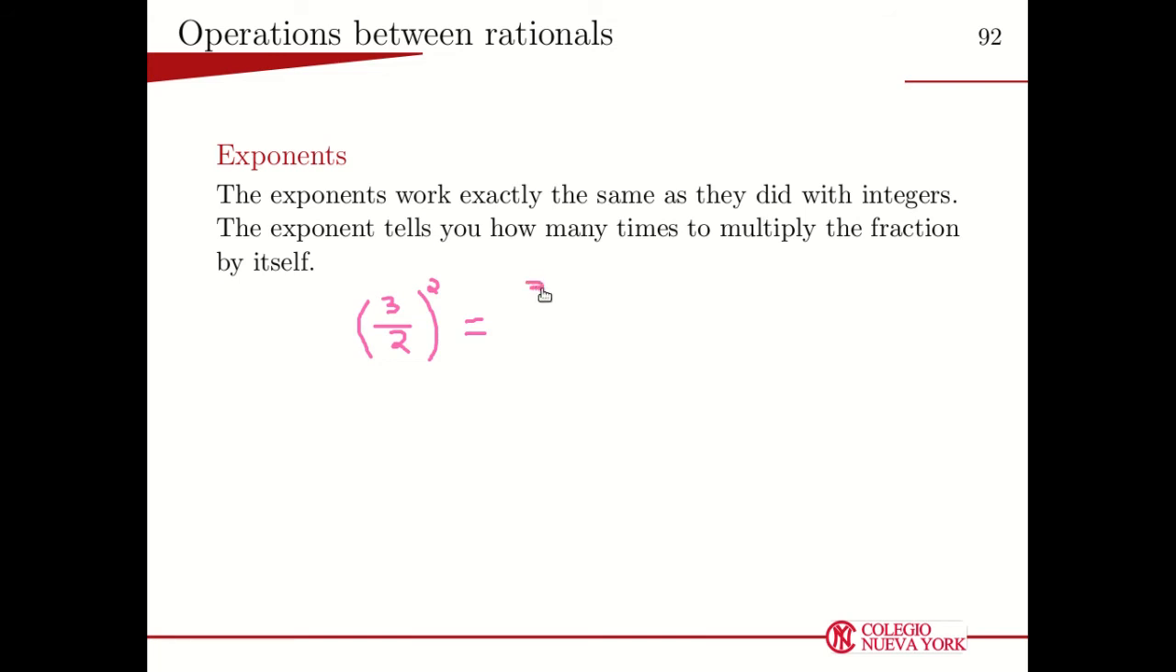So we have 3 over 2, 3/2, multiplied by 3 over 2. And we know that 3 times 3 is 9, and 2 times 2 is 4. Remember to simplify whenever you can. In this case, we cannot simplify this fraction any further, so we leave the answer exactly like this.